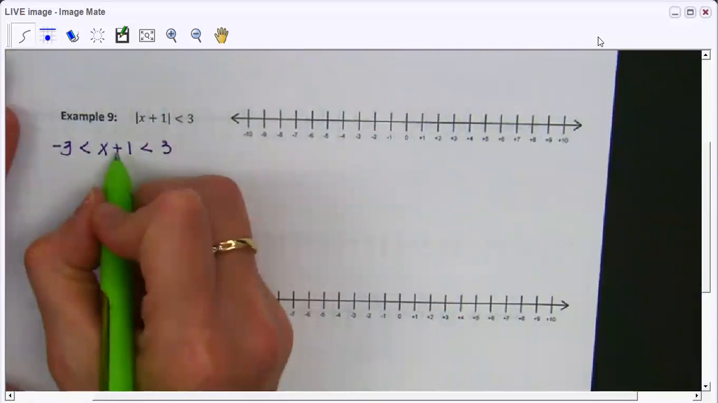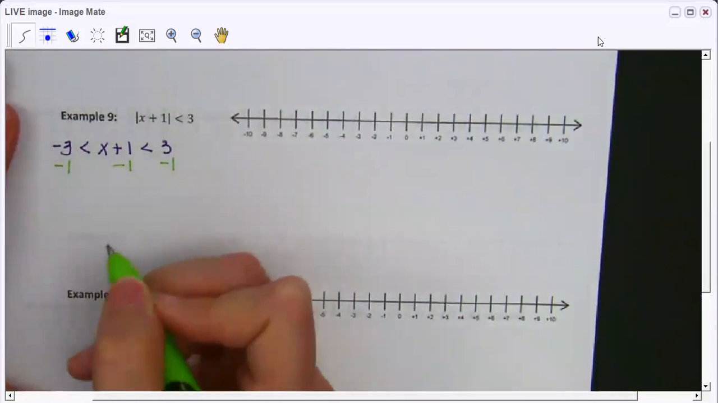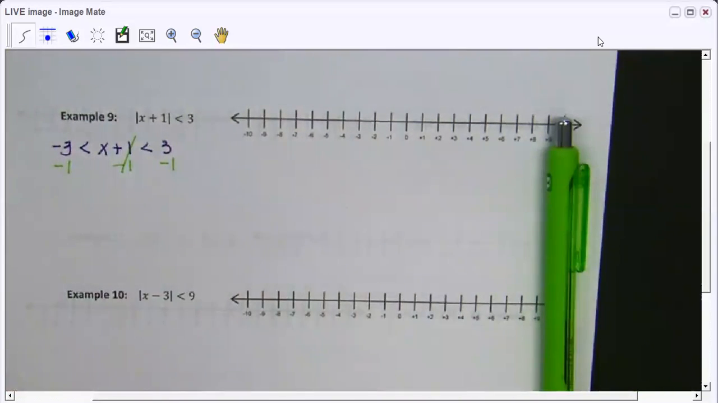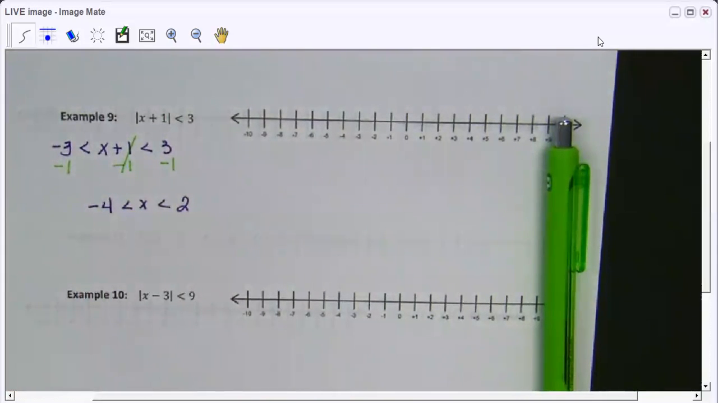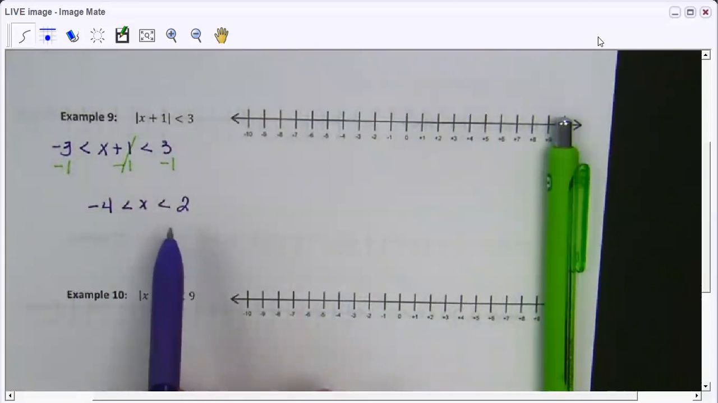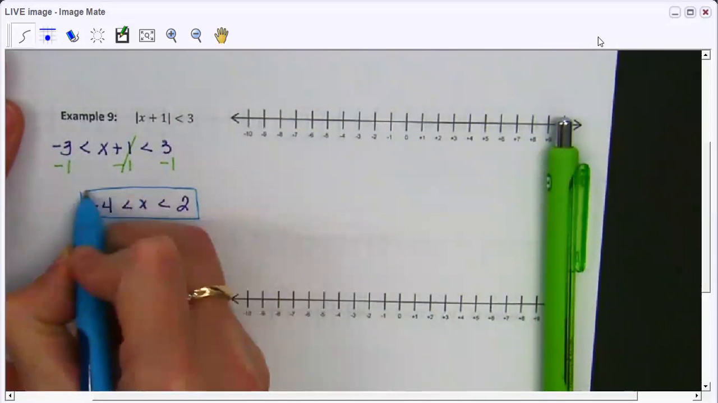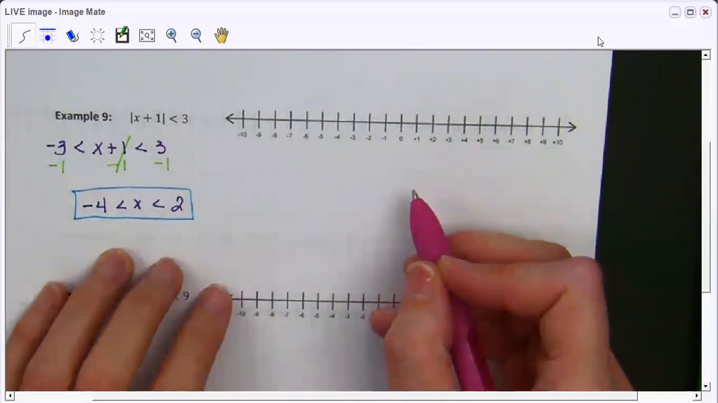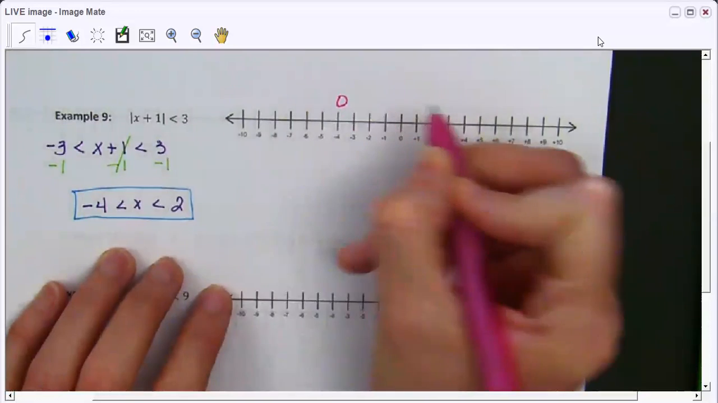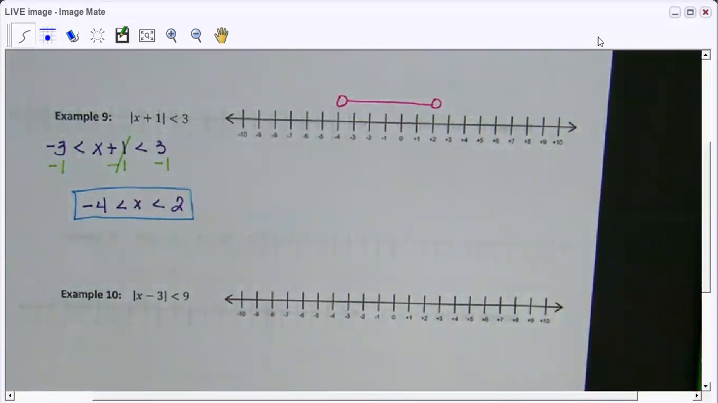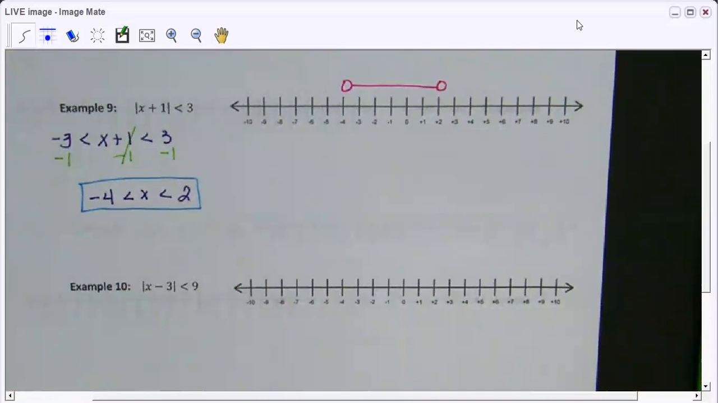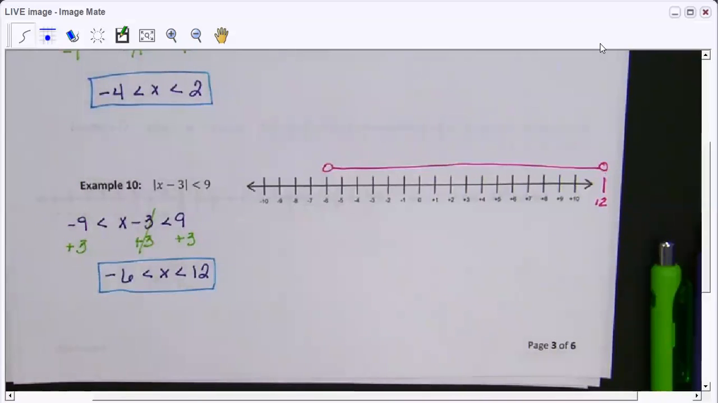So in this case, since we have a +1, we're going to subtract 1 on all sides. And notice this time our numbers are not the same. Our numbers are different. So we have a -4 and a 2. Okay, and then you graph that like we did the previous ones. And our arrows will connect this time because it is a conjunction. And I want you to try example 10 on your own. Check 10. Do you want to split it like that, or do you want to change the number? Either one works for me, whatever's easier.